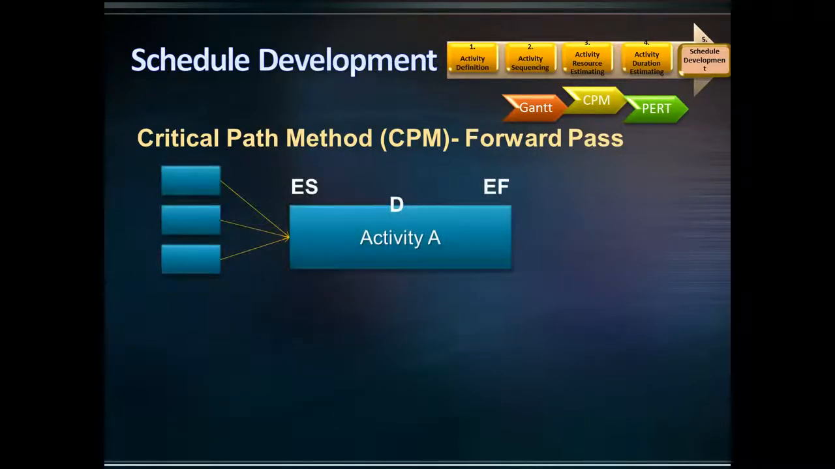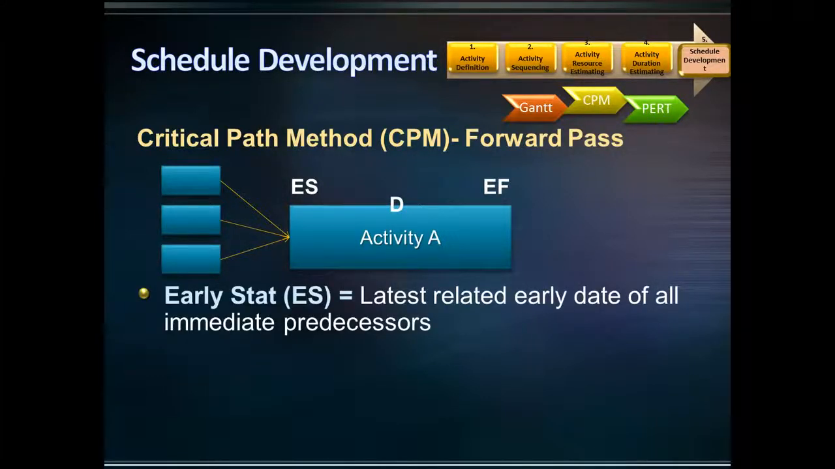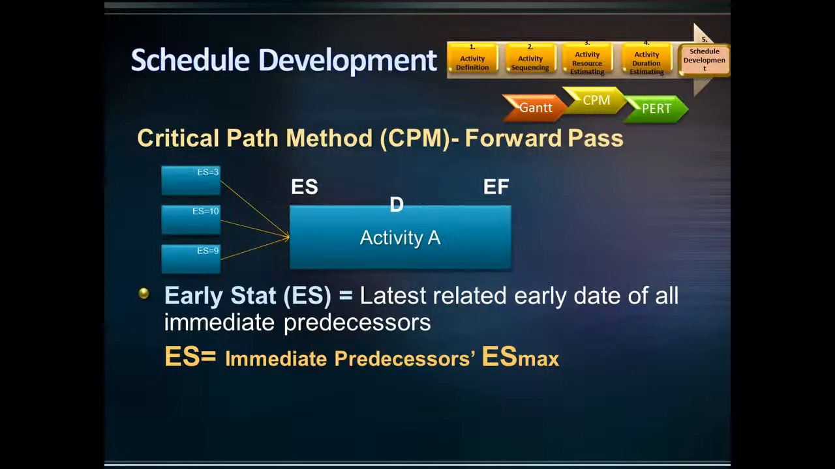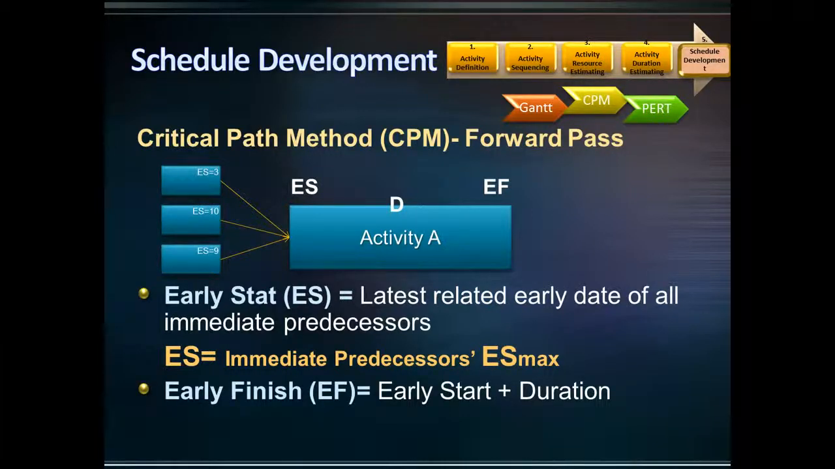As you've examined the forward pass in the previous example, you've seen that the early start of an activity is the latest related early date of all its immediate predecessors. In other words, the early start of an activity is the maximum early start of its predecessors. For instance, if the early starts of activity A's predecessors are 3, 10, and 9 days, the early start of activity A will be 10 days, taking the maximum early start of its predecessors. The early finish of an activity is its early start plus the duration. This is how the early start and early finish dates are calculated in the forward pass.